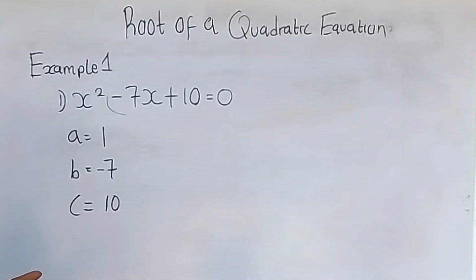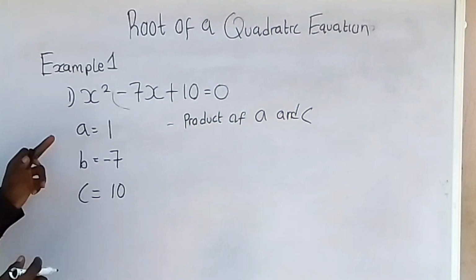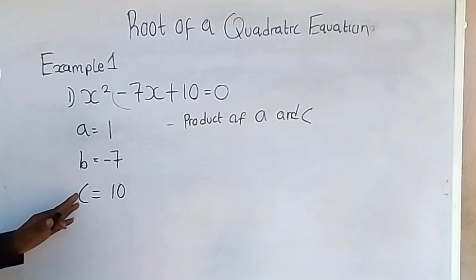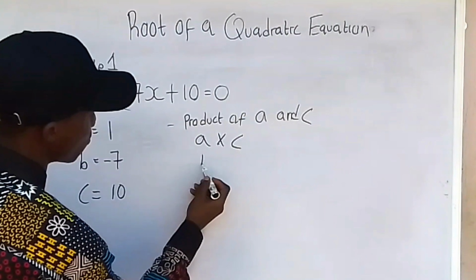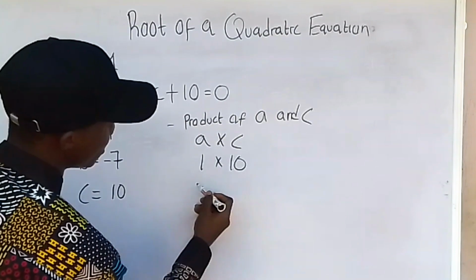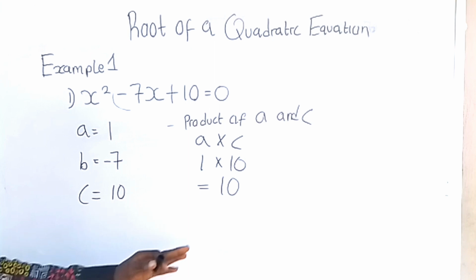Now, after identifying our a, b, and c, the next step is to take the product of a and c. Don't forget that our a is equal to 1 and c is equal to 10. So a multiplied by c is 1 multiplied by 10, which is equal to 10. So the product of a and c is 10.